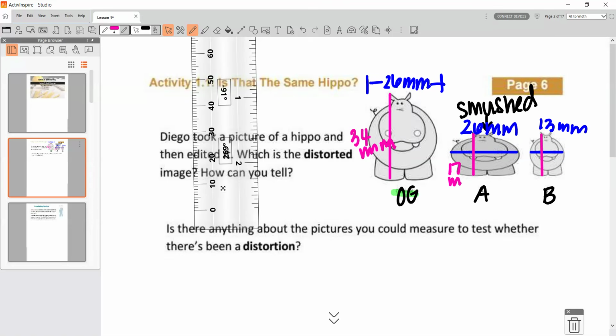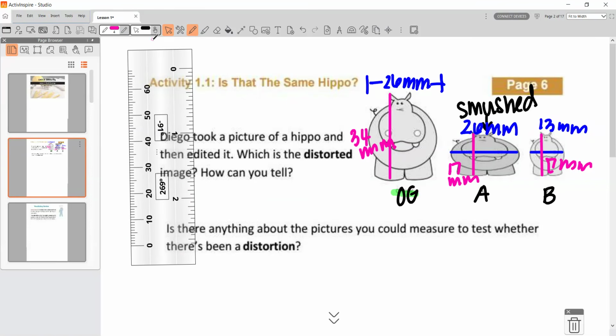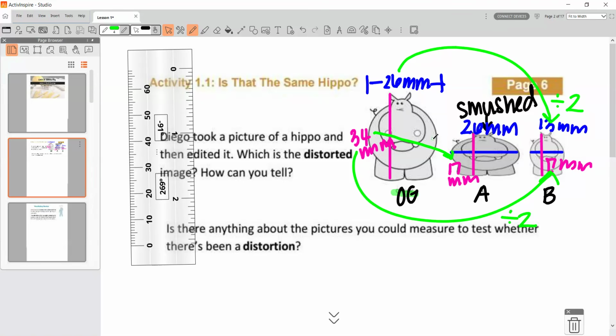Okay, so let me just get that written on here. But 17 millimeters top to bottom, which is half of 34, right? So when we're looking at this, the scale that took us from the original to B, they cut it in half, right? They divided the horizontal by 2 and they divided the vertical by 2. Where when we go to A, the only thing they divided by 2 was the horizontal. Okay, the vertical got left the same.